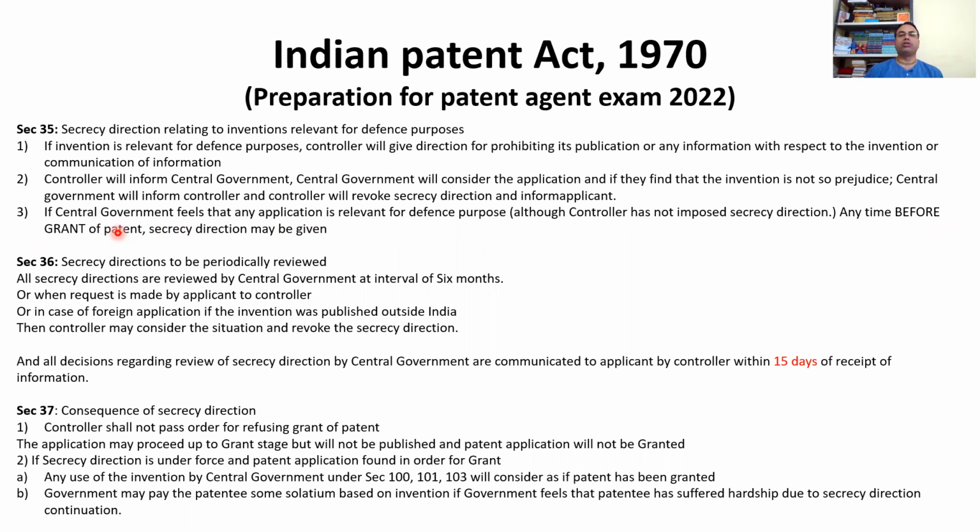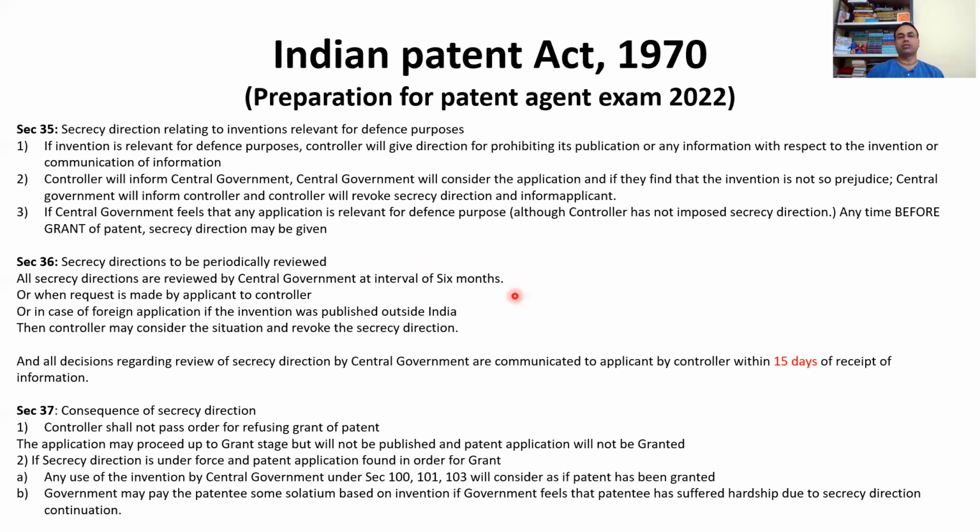Even if the controller has not imposed a secrecy action, the central government can impose a secrecy action. So these are the questions that can be asked, and a similar scenario can be presented in the second paper, where they can ask what to do and how much time it will take. Again, this 15 days and 6 months are the points where questions can be asked.